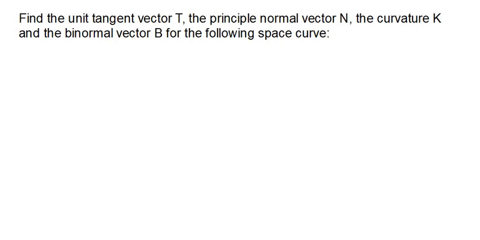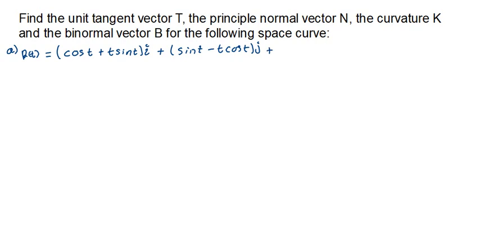So the first example that we're going to look at, let me name this as my (a): r(t) is equal to, let's say, (cos t plus t sin t) in the i, plus, open bracket again, (sin t minus t cos t) in the j. What else? I think we can also add, let's say, a 3k. We have 3 units in the k.